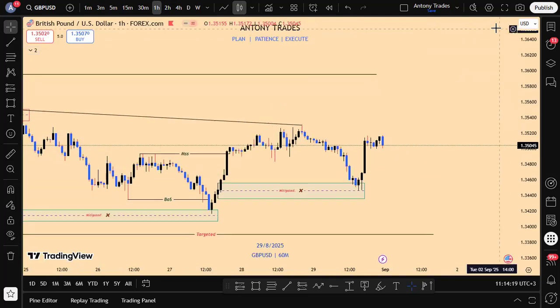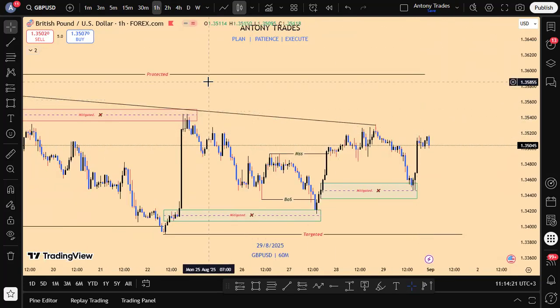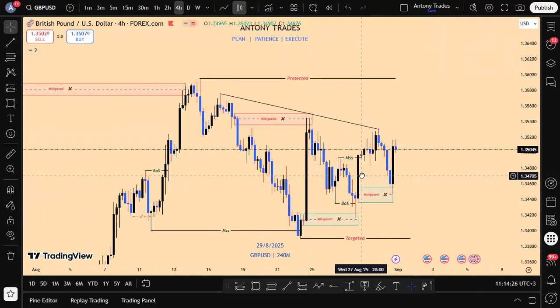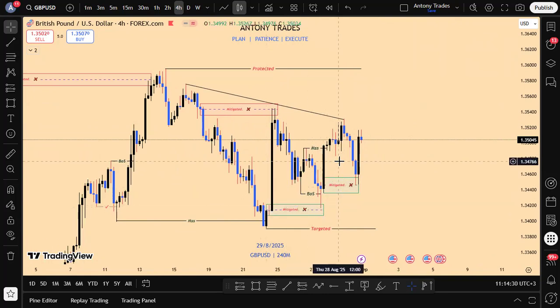So let me just go back to the 4 hour time frame. From the 4 hour time frame, that is what we are having here. For me, we are bullish until we get a nice confirmation. We are still bullish, so I would rather look for bullish.